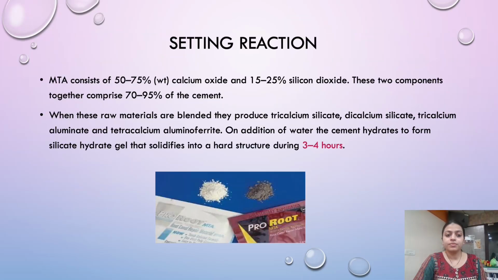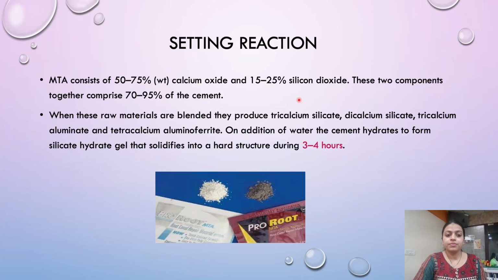Okay. Let's see the setting reaction. It consists of 50 to 75% calcium oxide and 15 to 25% silicon dioxide. Okay, these two components together comprise most of the cement. Okay, when these raw materials are blended, they produce tricalcium silicate, dicalcium silicate, tricalcium aluminate and tetracalcium aluminoferrite. Okay, on addition of water, the cement hydrates to form silicate hydrate gel which solidifies into a hard structure after, say, 3 to 4 hours.